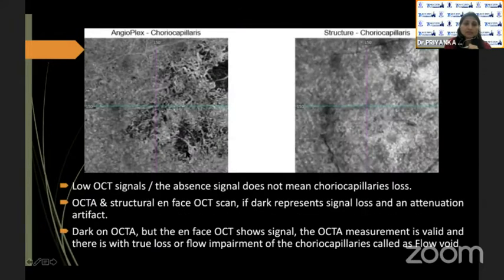Let's take the example of the choriocapillaris. Suppose in the vascular and the structure, both are giving a dark signal. That means it's a signal loss and in presence of attenuation artifact. But if it is dark on the OCTA and it is bright on the structure, that means this OCTA measurement is valid and there is a true flow impairment, or what we call flow void. So low OCT signals or the absence does not mean it's a choriocapillaris loss.